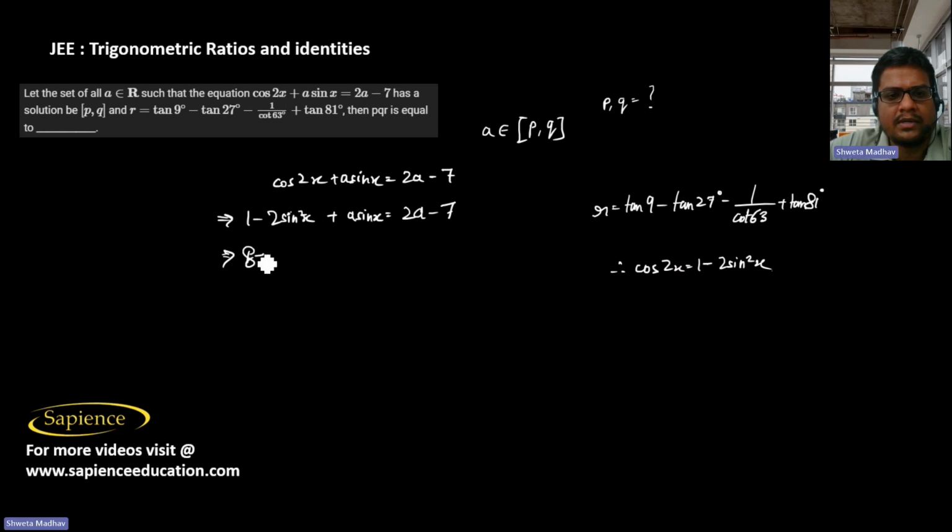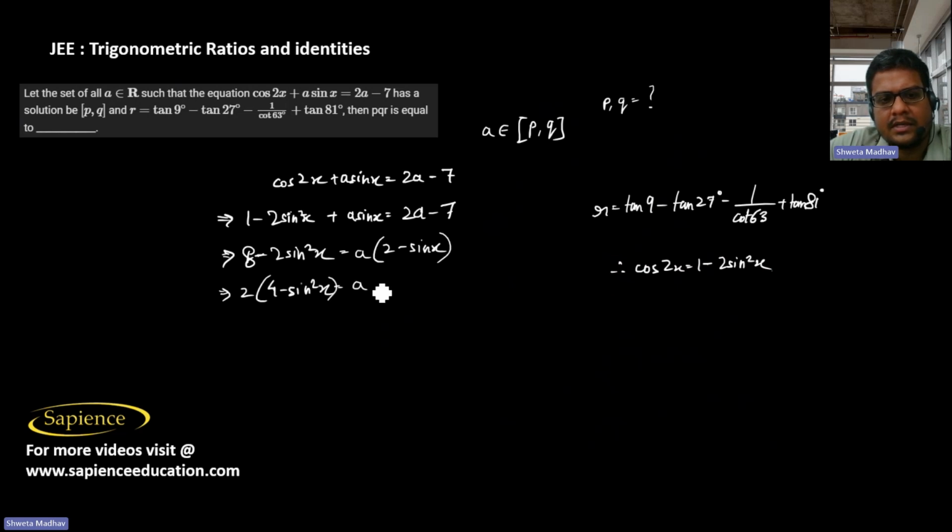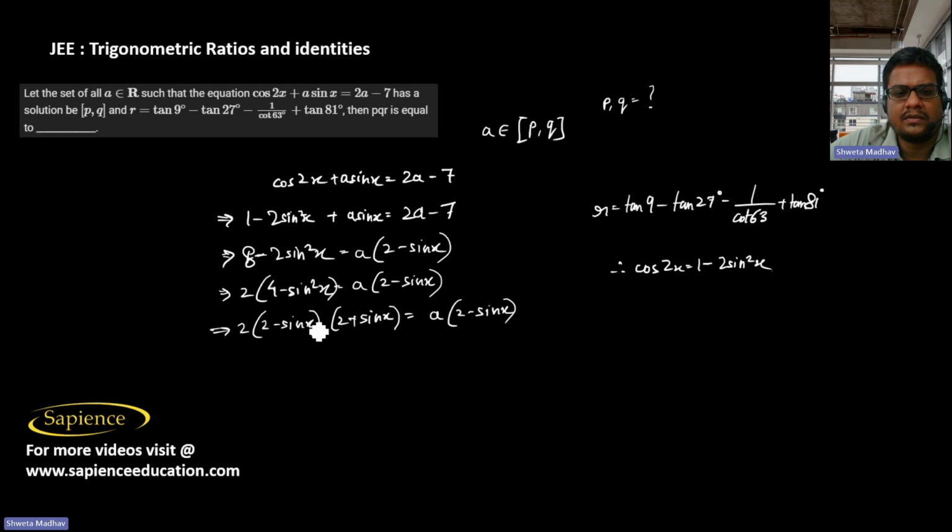So this will be 7 plus 1, so 8 minus 2 sine square x will be equal to a into 2 minus sine x. This I can take 2 into 4 minus sine square x, that is equal to a into 2 minus sine x. Now this I can write 2 into 2 minus sine x into 2 plus sine x. This 4 I can write as 2 square. Equal to a into 2 minus sine x. So 2 minus sine x will get cancelled.